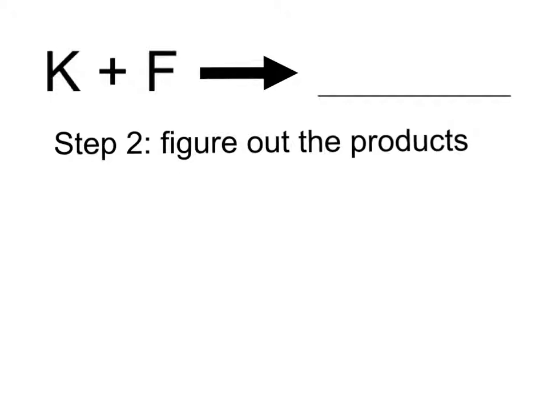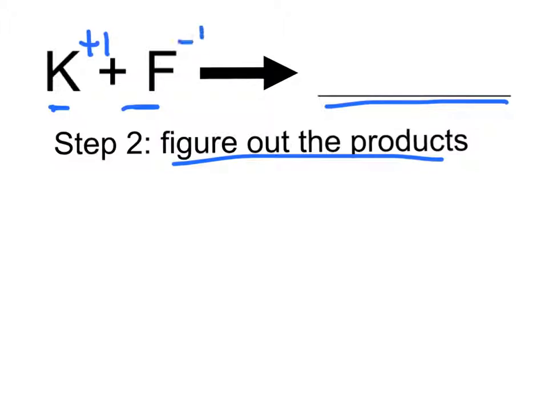In step 2, we have to figure out the products. Okay, so the products are what goes here. It's what comes out of adding these two things together. Now, K had a +1 charge, F had a -1 charge. So this shows us that we only need one of each of these to make each other happy. So our products are pretty simple.